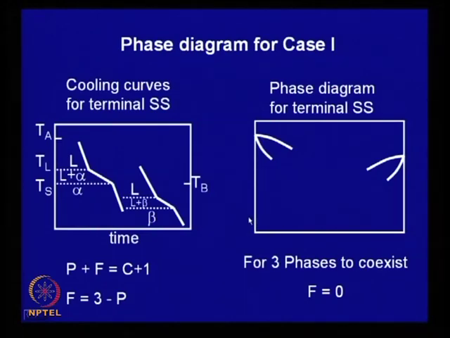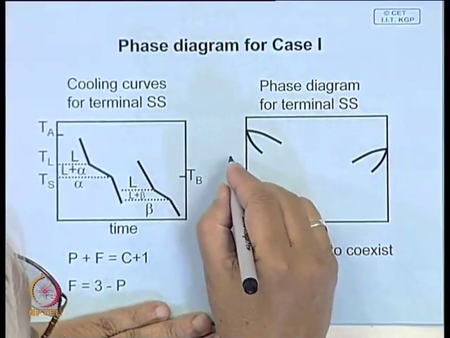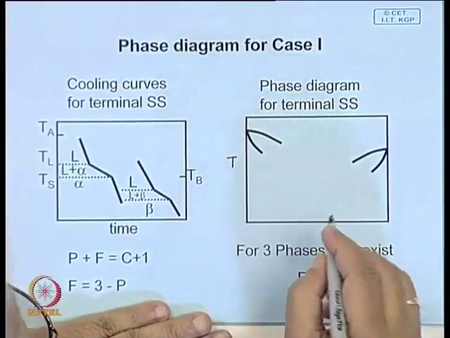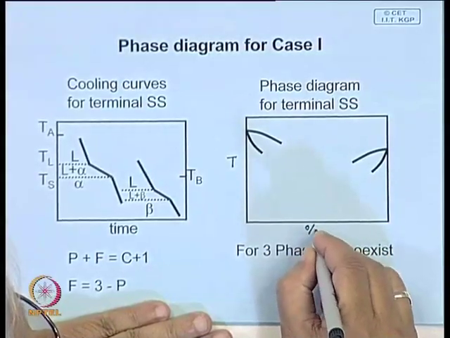Now, here you can draw the phase diagram, with temperature on this axis and composition here. Take up several alloys and find out the liquidus and solidus temperatures. Let us consider this A rich portion. Here, this is the solidus, this is the liquidus. Similarly, for the terminal solid solution beta, this is the liquidus, this is the solidus. So, if you look at here, this is the temperature, this is the composition, let us say percentage B.